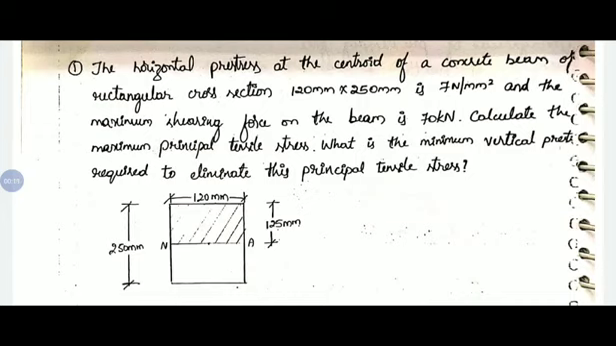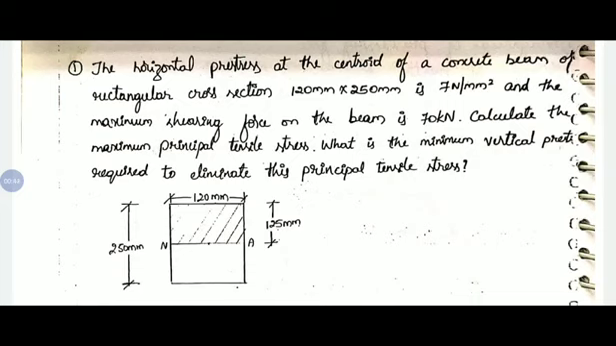The horizontal pre-stress at the centroid of a concrete beam of rectangular cross section 120 mm by 250 mm is 7 Newton per mm square, and the maximum shearing force on the beam is 70 kilonewton. Calculate the maximum principal tensile stress. What is the minimum vertical pre-stress required to eliminate this principal tensile stress?